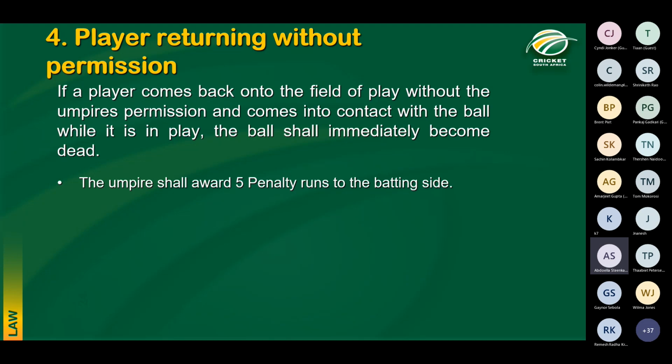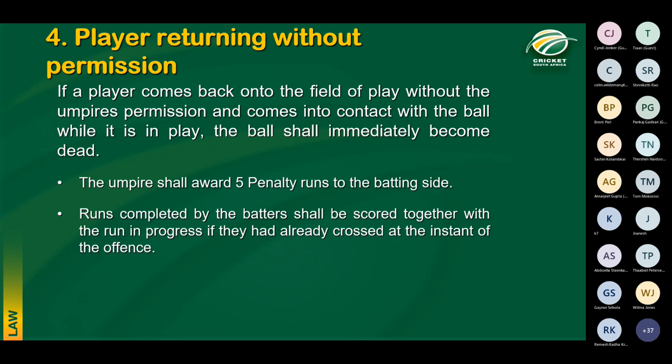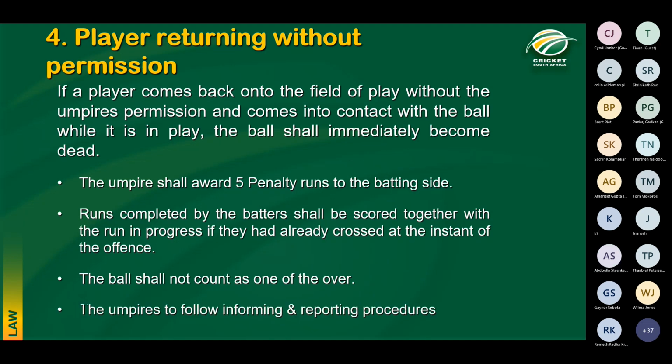Then the umpire awards 5 penalty runs to the batting side. Runs completed by the batters shall be scored, including the run in progress if they crossed at the instant of the offence. The ball does not count as one for the over. And the umpires need to inform everyone, captains, batters, everyone, and also report this to the governing body.